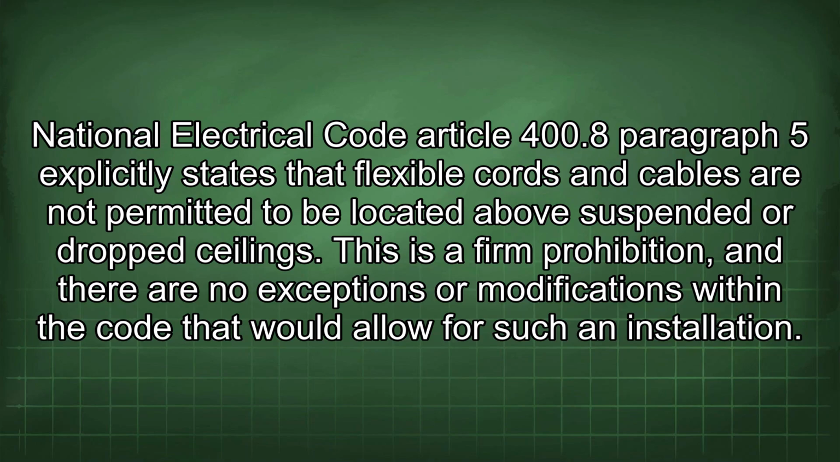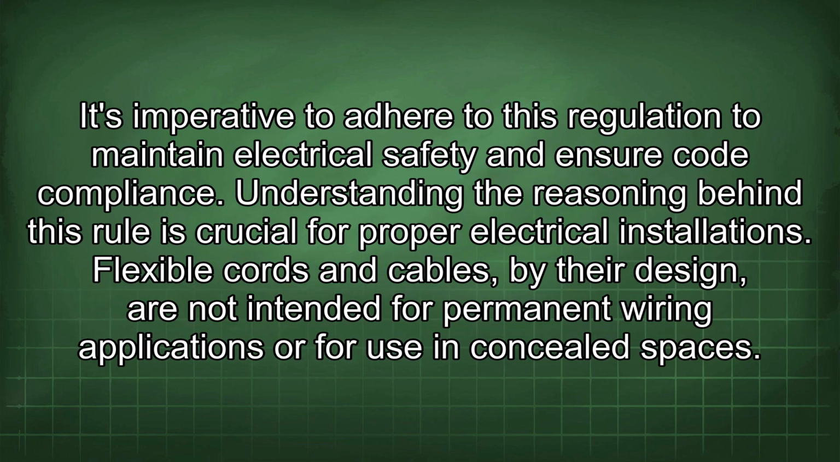National Electrical Code Article 400.8 paragraph 5 explicitly states that flexible cords and cables are not permitted to be located above suspended or dropped ceilings. This is a firm prohibition, and there are no exceptions or modifications within the code that would allow for such an installation. It's imperative to adhere to this regulation to maintain electrical safety and ensure code compliance.